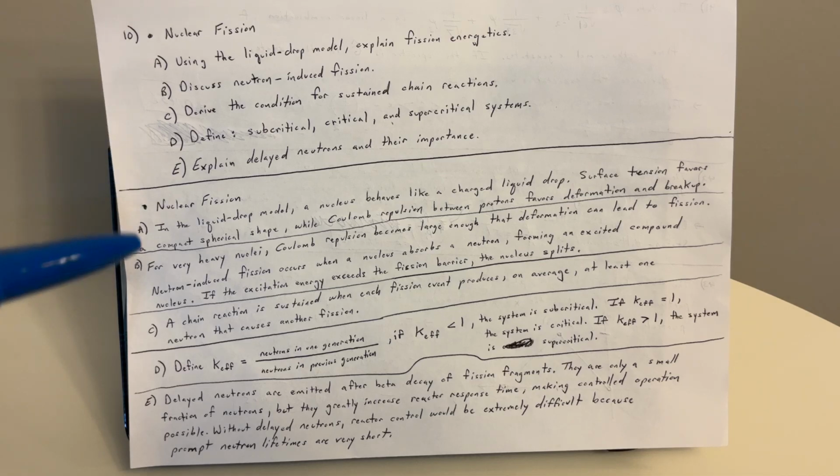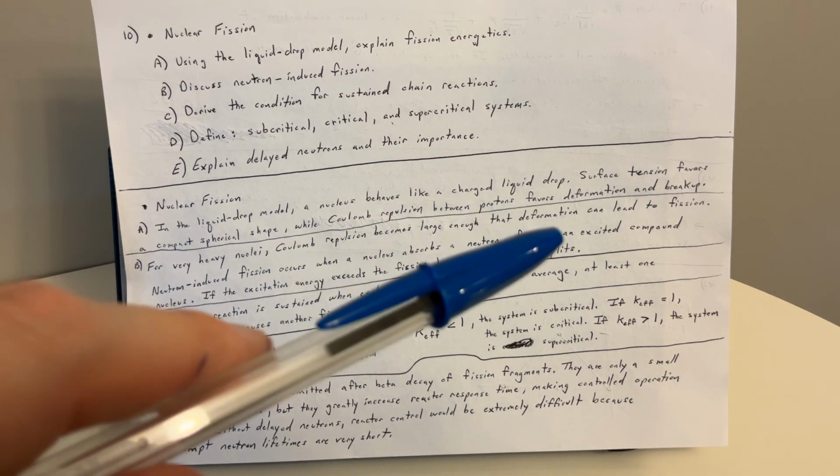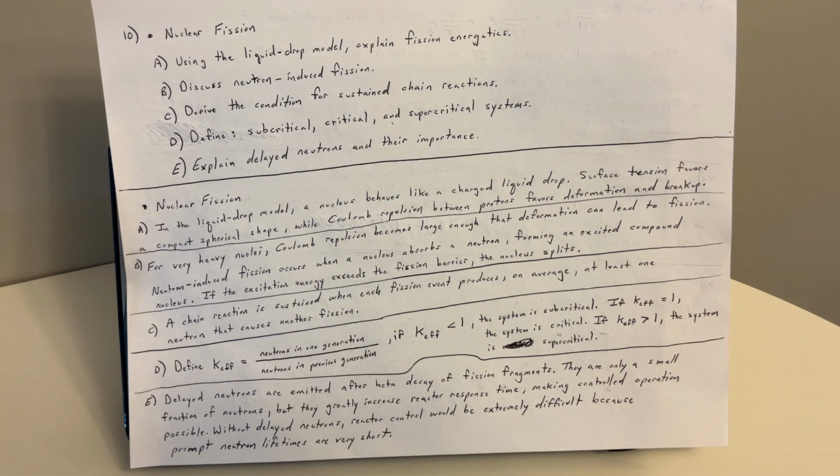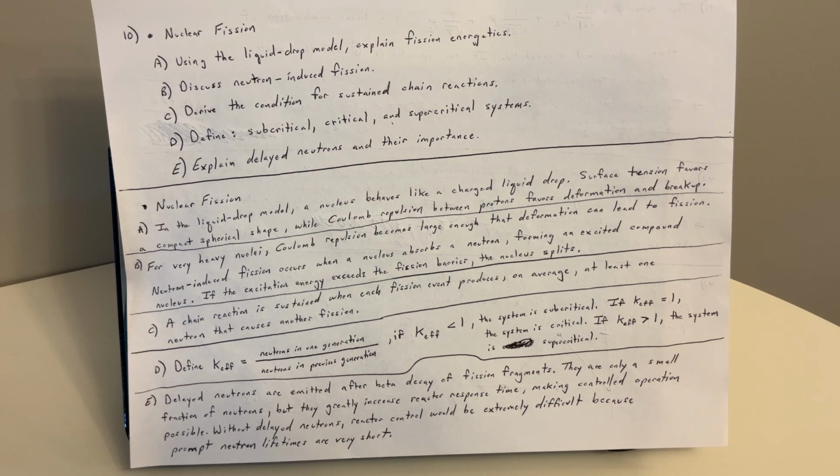Surface tension favors a compact spherical shape, while Coulomb repulsion between protons favors deformation and breakup. Part B, discuss neutron-induced fission. For very heavy nuclei, Coulomb repulsion becomes large enough that deformation can lead to fission.